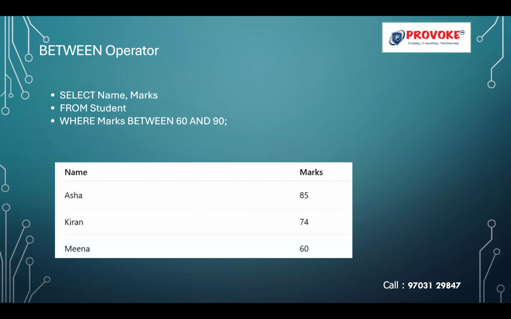Now, the BETWEEN operator. Select two columns, name and marks, from student where marks between 60 and 90. If you check the input data, by seeing the data manually you can check which rows come between 60 and 90. So if I want to check the marks which are between 60 and 90, I have to provide the BETWEEN operator.